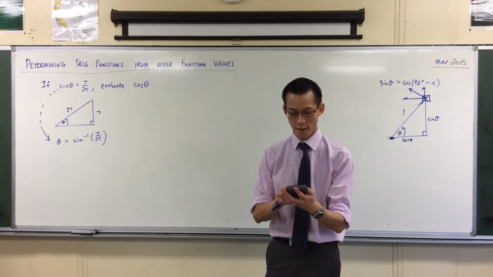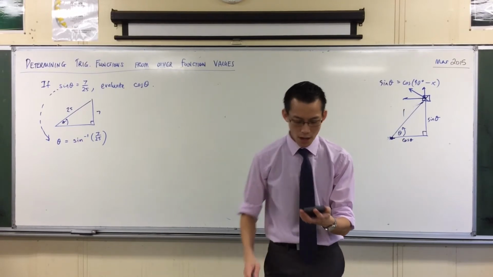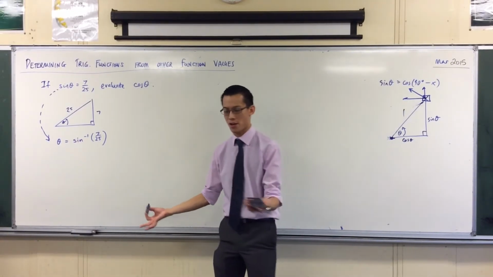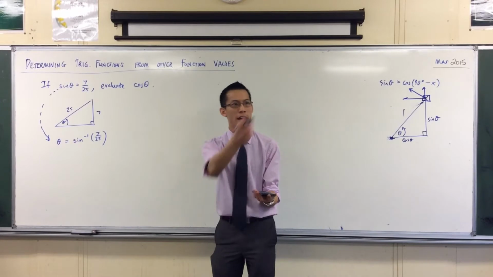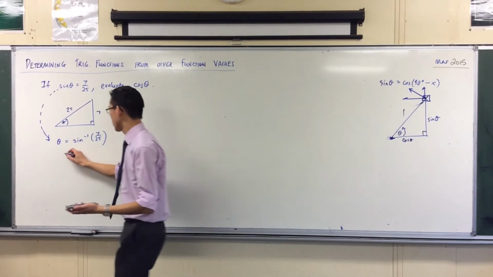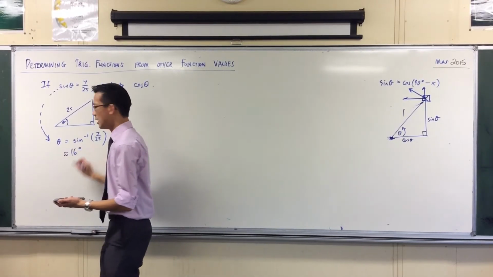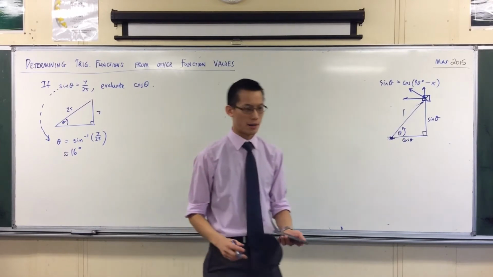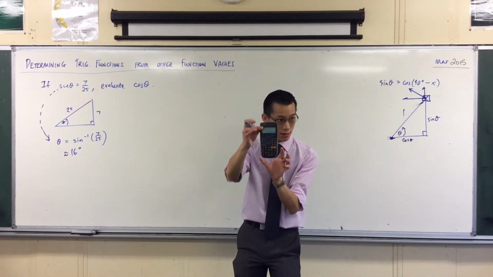So 7 divided by 25. Okay, so what do we have? Just give me to the nearest degree. That's all I want. Yeah. 16 degrees, thank you. Just 16. I just want a ballpark, okay? Now, don't clear that. Don't clear it.